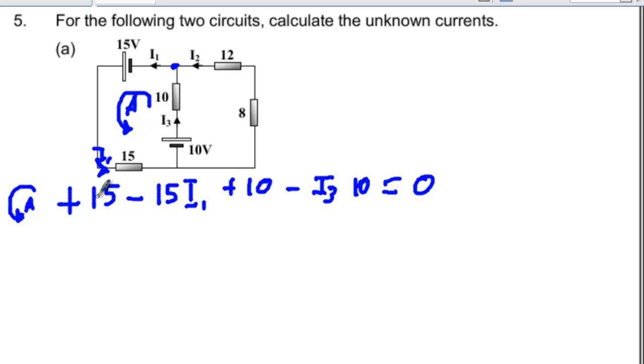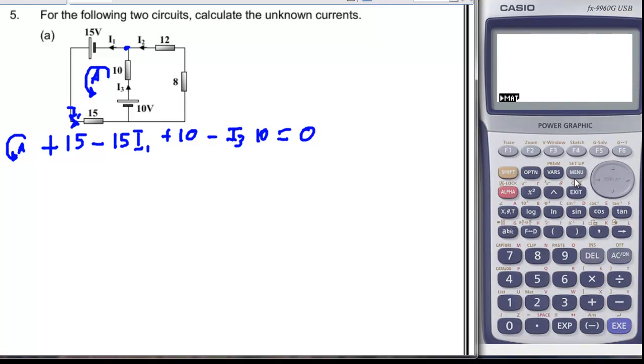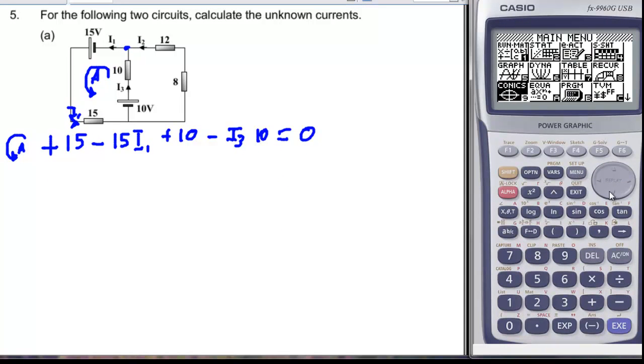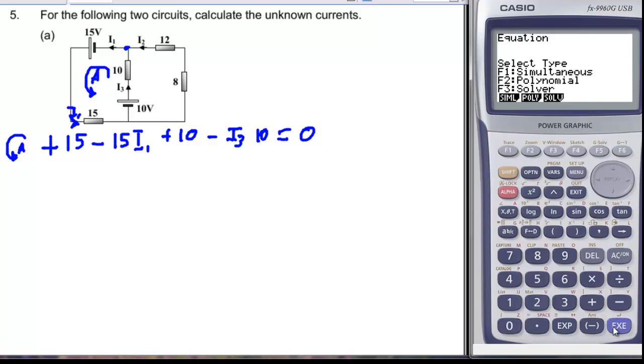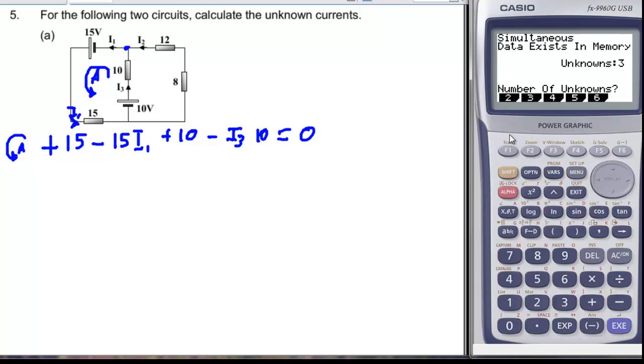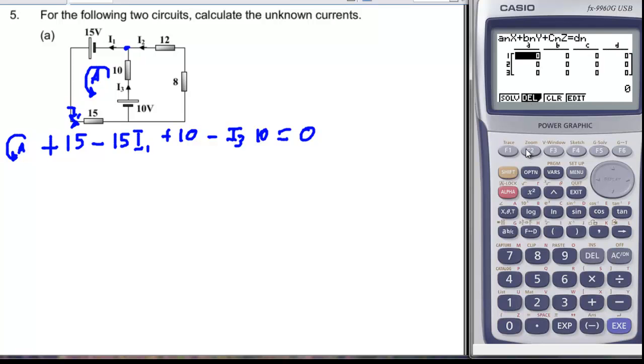Now notice in here there's some like terms. I've got 15 and I've got 10 in here. Now probably the easiest way to solve these equations, I'm going to have 3 equations, so I've got 3 unknowns, is using a graphics calculator. And if you come over to the graphics calculator, you go to menu, you come down to equations. Now you see there's 3 different types of equation solvers, and if we go to a simultaneous equation, and there's going to be 3 unknowns, so we go to 3 unknowns. See, it's in the form ax, by, cz equals a number. Now the x in this case is going to be current 1, I1. Next one's going to be I2, I3 equals a number.